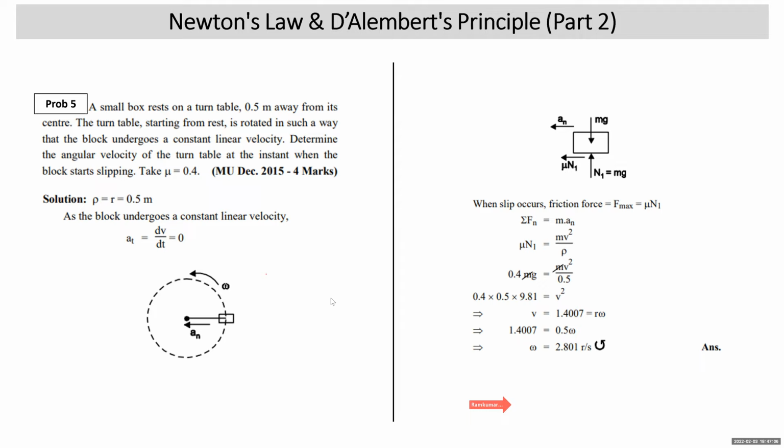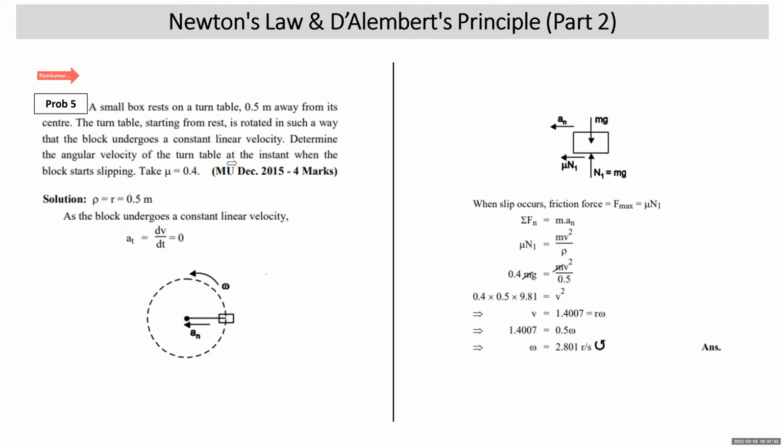Let's move to the next sum. A small box rests on a turntable 0.5 meter away from its center. That means the radial distance of the box from the axis of rotation is 0.5 meter. The turntable, starting from rest, is rotated in such a way that the block undergoes a constant linear velocity. Determine the angular velocity of the turntable at the instant when the block starts slipping.